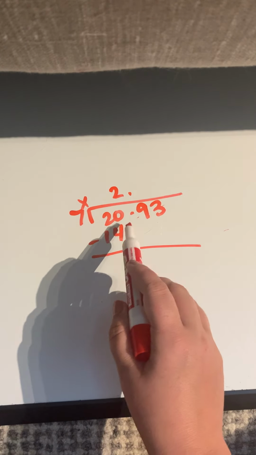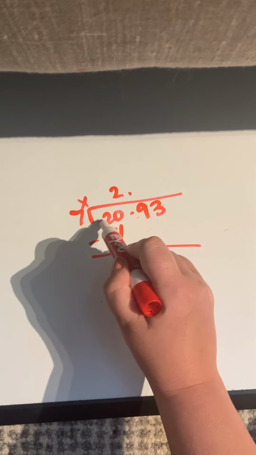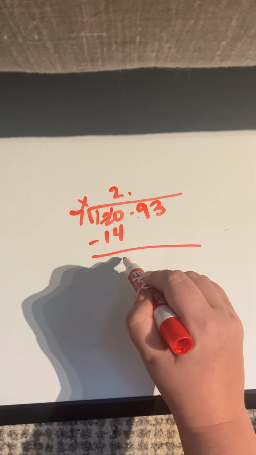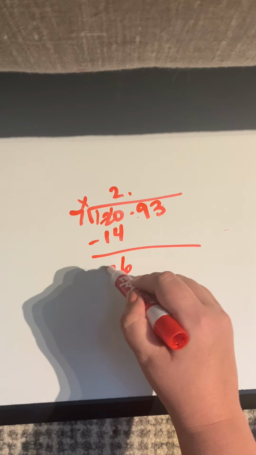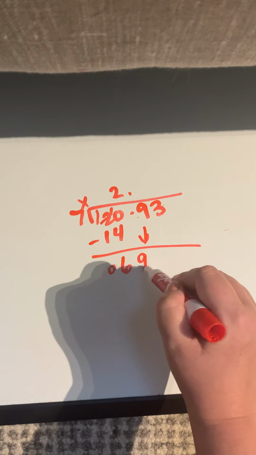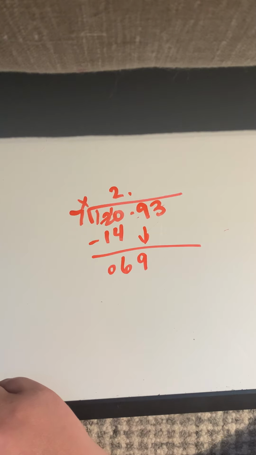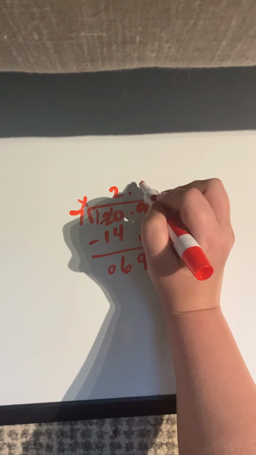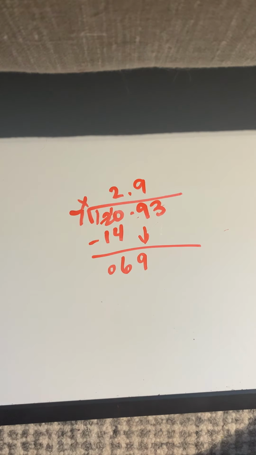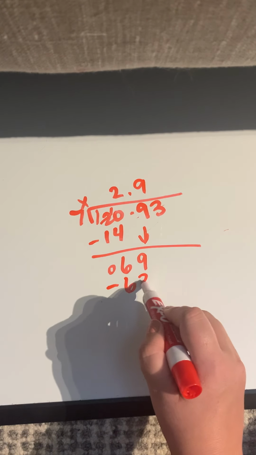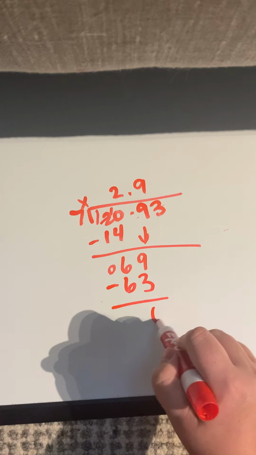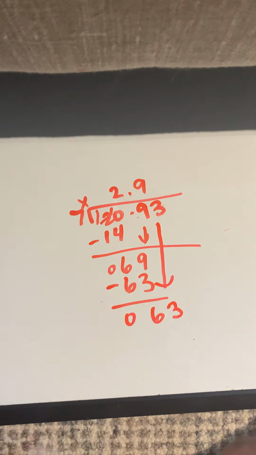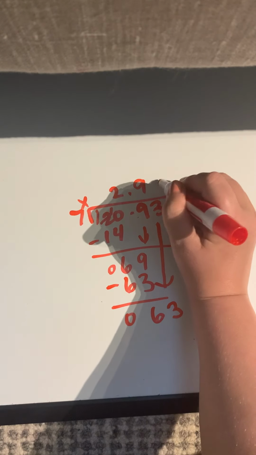20 minus 14, I can't do 0 minus 4, so I'm going to come over here and I'm going to borrow. Okay. Now my 10 minus my 4 is 6, and that's a 0. Bring down my 9. Okay. So now I know that 7 times 9 is 63. 9 minus 6, 0. Bring this down. Okay, and again, 7 times 9 is 63.